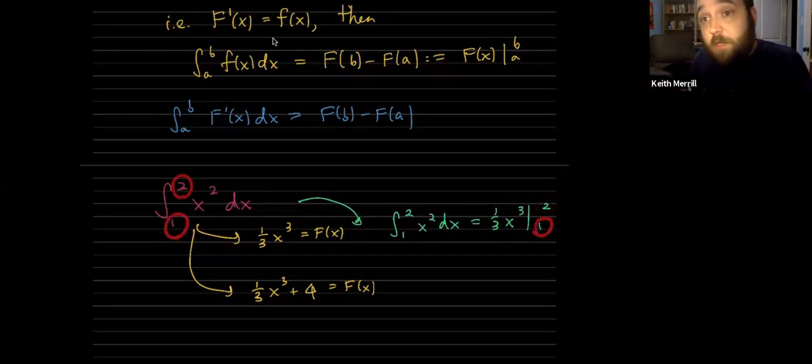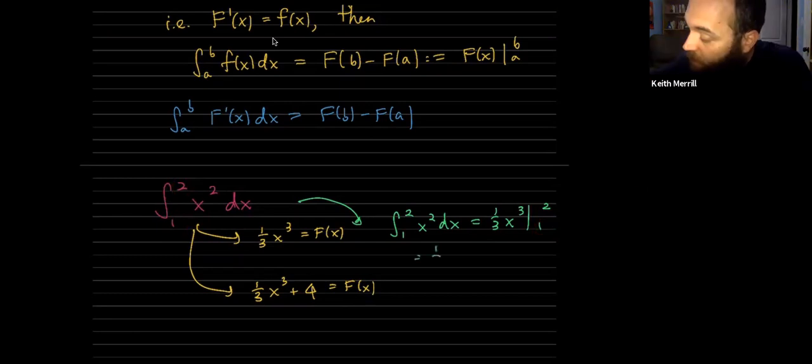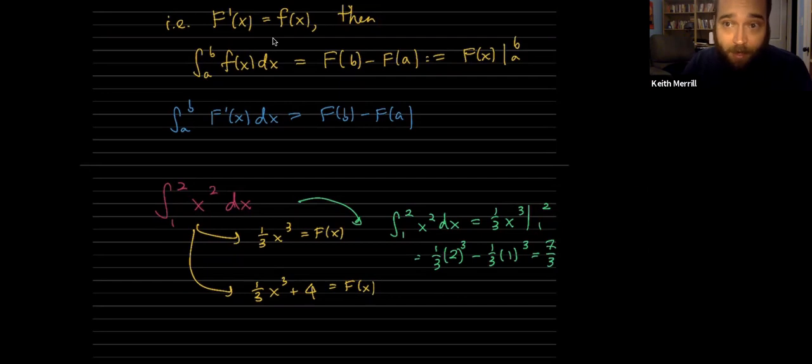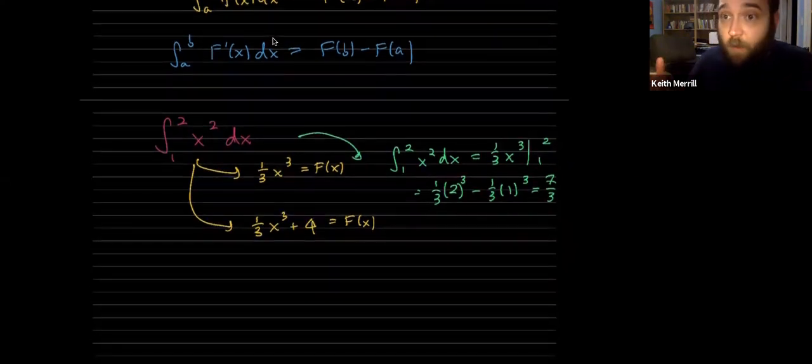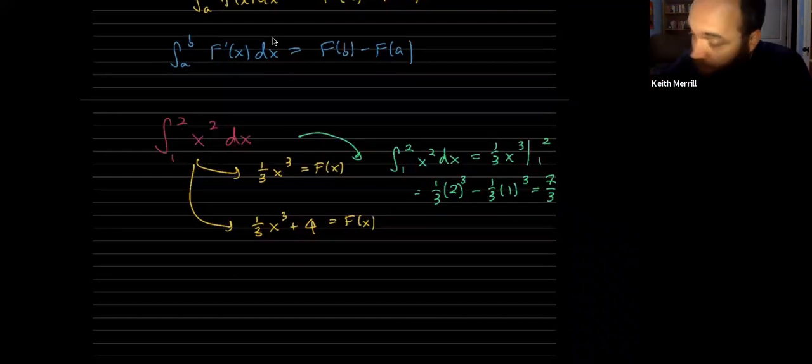This 1 was my original lower limit of integration. And from the notation, we know that means 1/3 times 2 cubed minus 1/3 times 1 cubed, which is 8/3 minus 1/3, or 7/3. So that's my answer. Now, again, you should be saying, wait a minute, there were lots of antiderivatives, so why didn't it matter? Fantastic question. Let's see why it doesn't matter.